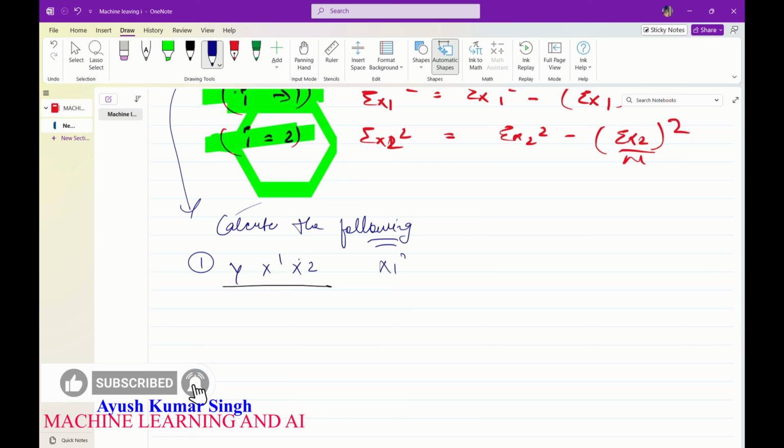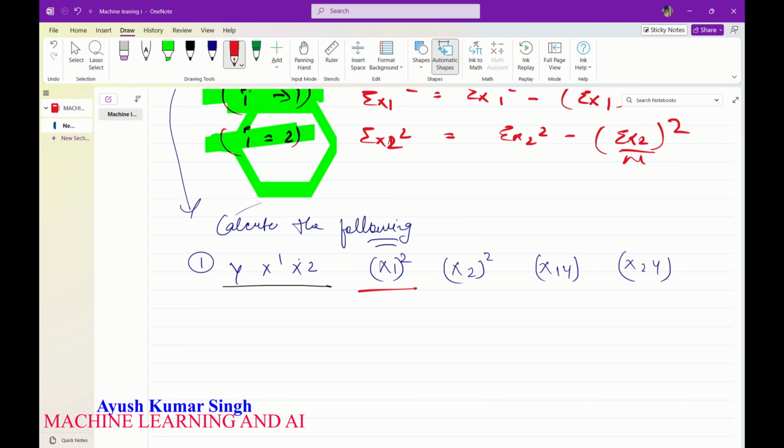Next, calculate x1 whole square, then x2 whole square, then we have x1y, and then we have x2y. Okay, this and this. You need to calculate this.